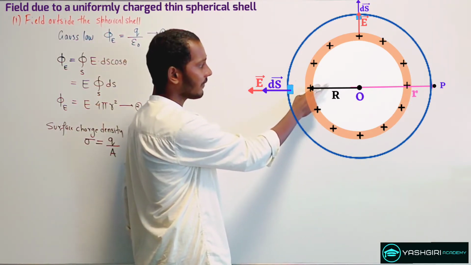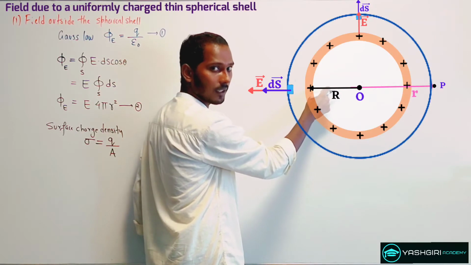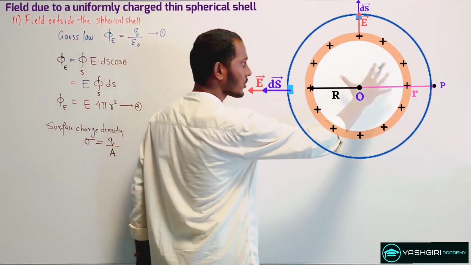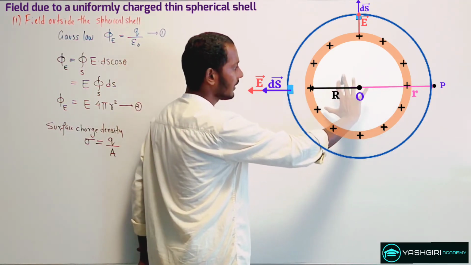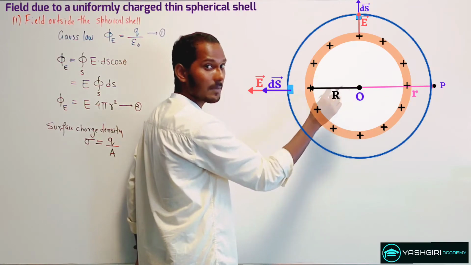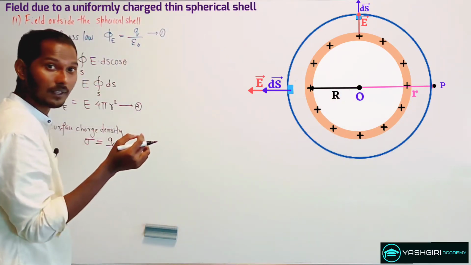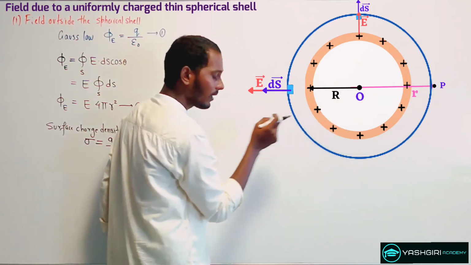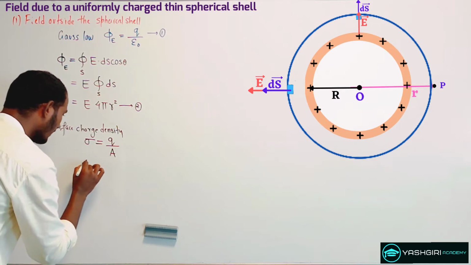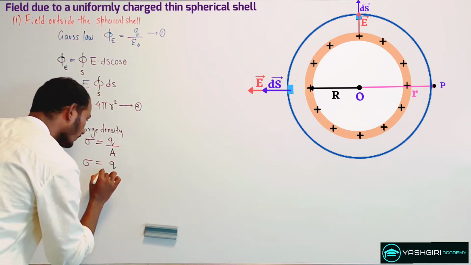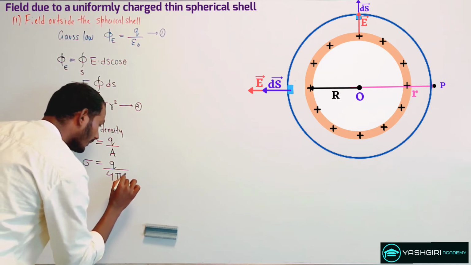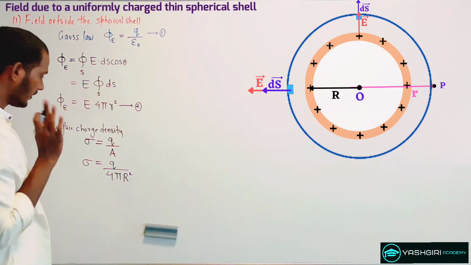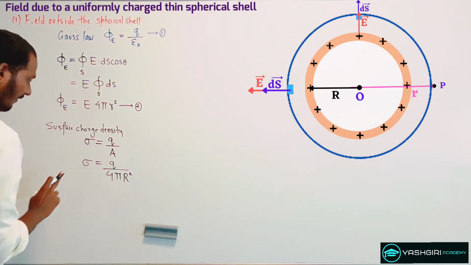Because the charge is available on this particular shell, I'm interested in its area. Again, this is my sphere. To calculate the surface area of this thin spherical shell, the formula is 4 pi into the radius of that sphere. Here my radius is capital R. So I can say that sigma is equal to Q by 4 pi capital R square. Here it's a capital R, and this is a small r for the Gaussian surface.